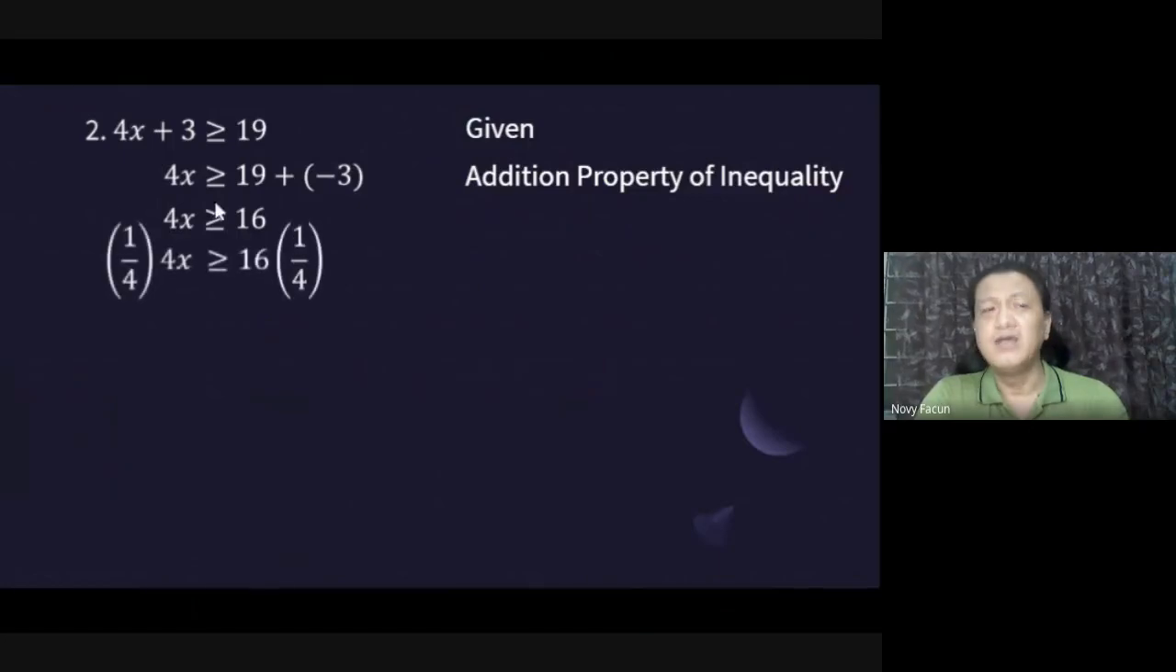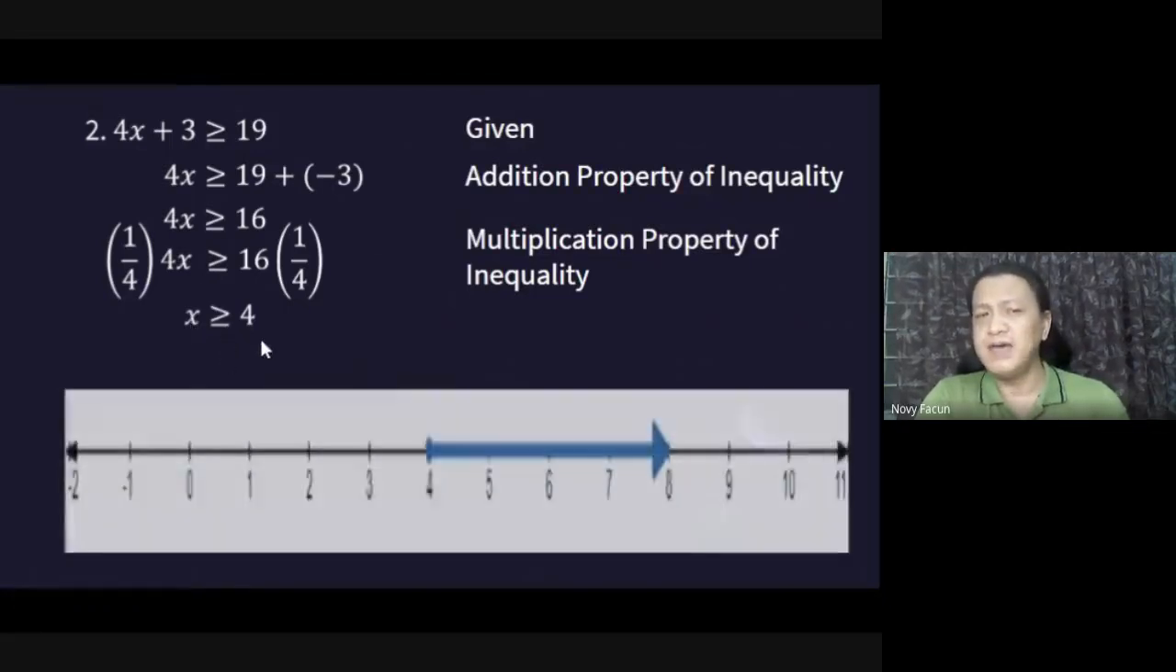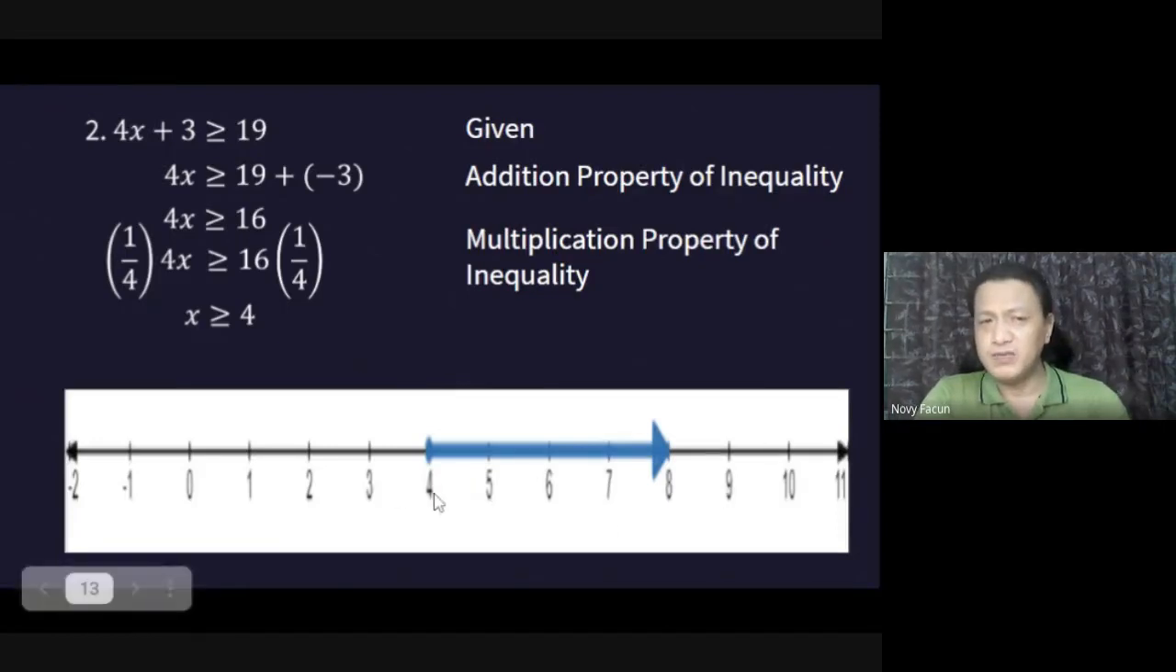Then you can now multiply by the reciprocal of 4, which is 1/4. Kaya cancel na yung 4 dyan. But on the right side of the inequality, what is 1/4 of 16? That is equal to 4. And this is multiplication property of inequality. Ibig sabihin, yung value ng x natin ay greater than or equal to 4. Ibig sabihin, if you are going to graph this, we have 4, 5, 6, 7, 8. Ibig sabihin, included yung 4. Bakit siya included? Kasi meron pong equal na symbol, yung ating inequality. Ibig sabihin, greater than or equal.